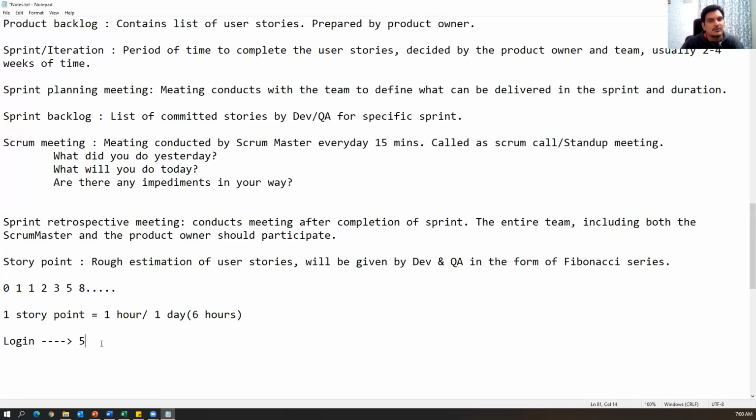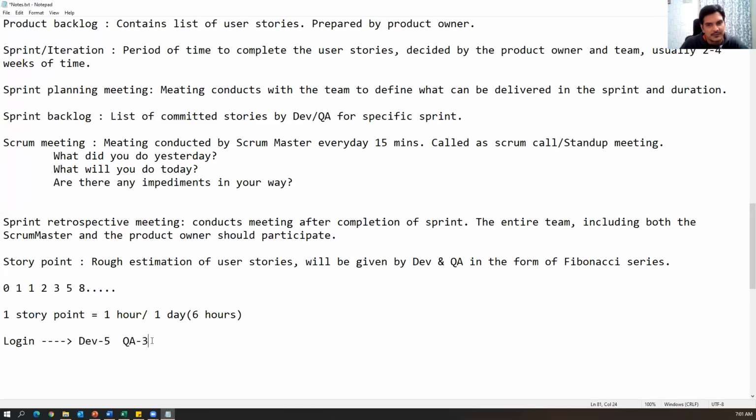Then QA will also give you an estimate of story points. Let's say QA has given 3 story points. So 3 story points means 3 hours to test that particular functionality. So 5 and 3. 5 means 5 hours. 3 means what?